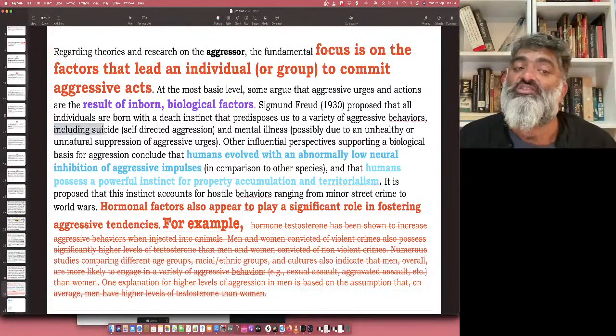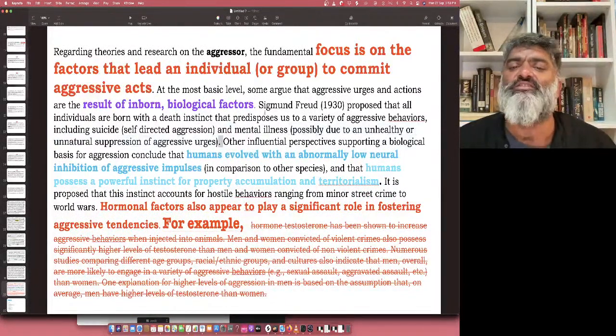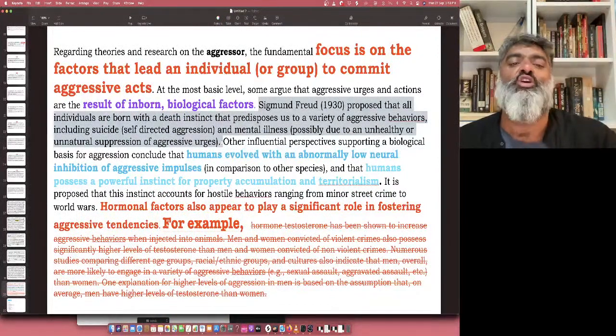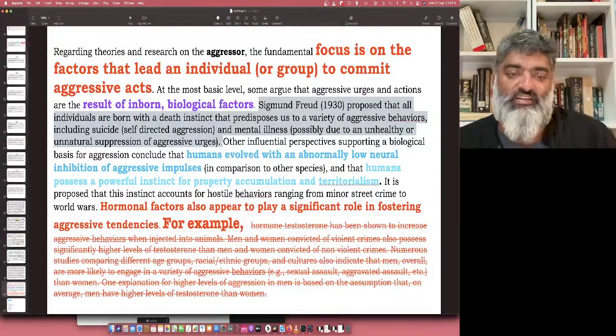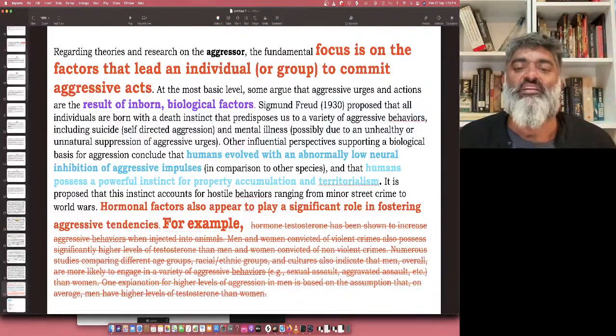So, suicide is also an act of aggression, and mental illness, possibly due to unhealthy or unnatural suppression of aggressive urges. So, same idea that humans have a death wish or a death instinct. That's why we do a lot of aggressive behavior, and that also causes mental illness.